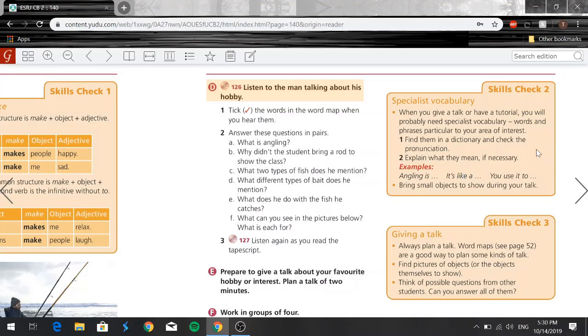Okay? So again, always practice the specialist vocab before moving in to give a talk. Okay? Examples include angling, it's like a dash, and you use it to. All of these are ways that you can explain what the words mean. Okay? You could also, something to add, is bring small objects to show during your talk.